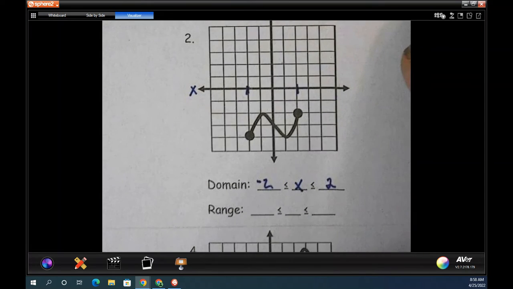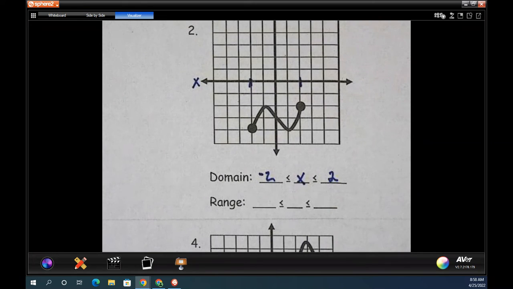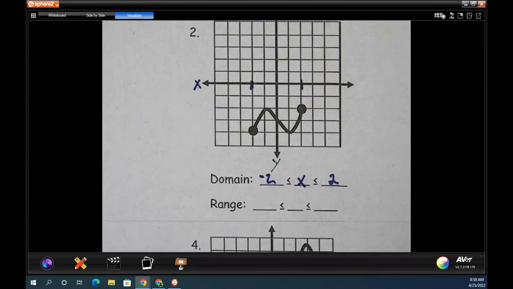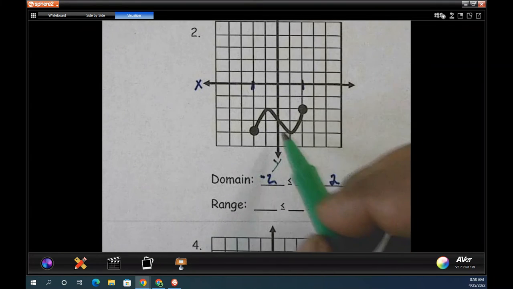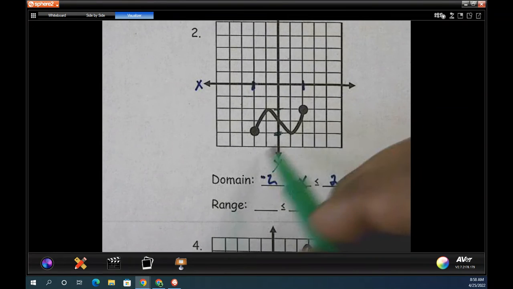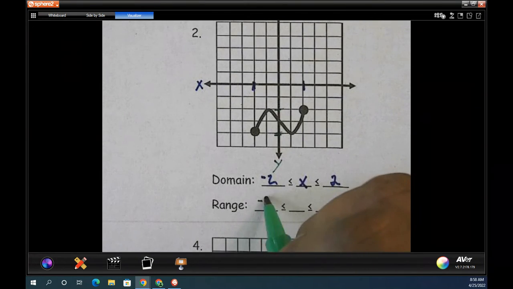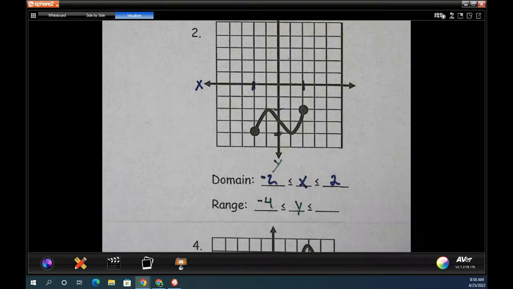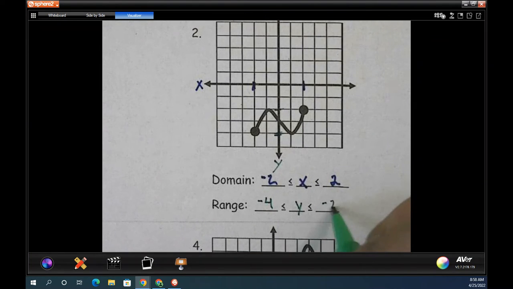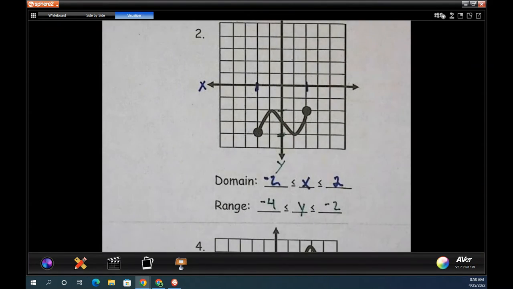Okay. Now, the range. Set of all y's. You're looking at the y-axis, which is right here. Now, how low does it go? Okay. It's between here and here. That's negative 4. So it's negative 4 is less than or equal to y, and that's negative 2. It's between those two numbers on the y-axis. That's all you're doing is looking for what numbers it's between. All right, tricky one coming up.